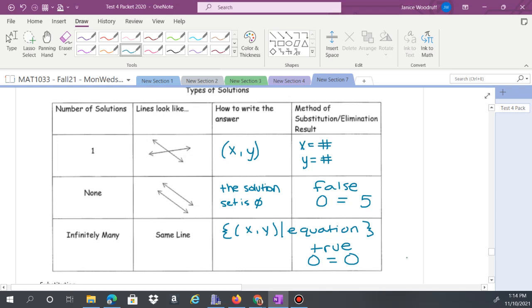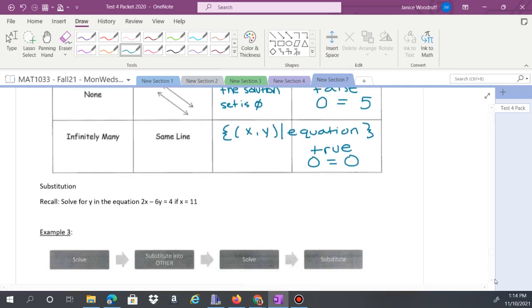Okay, so let's start with substitution. Now, when you're asked to solve graphically on your homework, you're going to have to actually graph the lines. But when it says substitution or elimination, you can really do whichever one you prefer. Okay, if it says to do substitution, then that means that substitution is going to be the easier method for doing that. Okay, if it says to do elimination, then elimination is going to be the easier method for doing that. So it is good to know both.